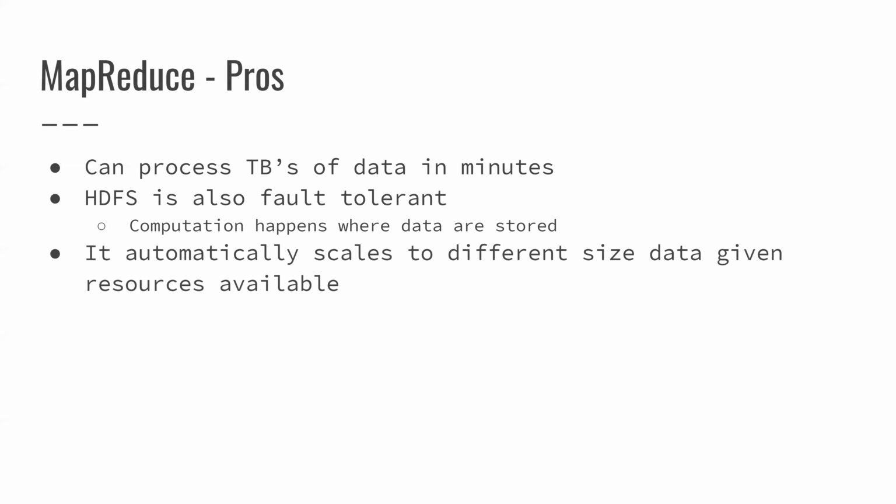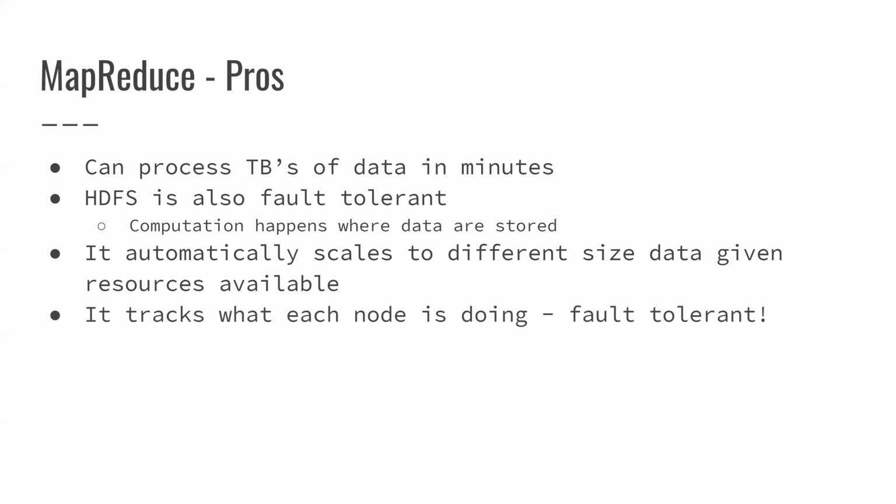Furthermore, MapReduce also automatically scales to the different sizes of data given the resources available. So if you have tons and tons of data and a really big cluster, it will automatically scale and make those decisions for you. There's tuning you can do beyond it, but in its naive form, it'll do this all for you and allow it to very effectively churn through a lot of data given what resources are available. Again, it tracks what each node is doing, so it's fault tolerant.